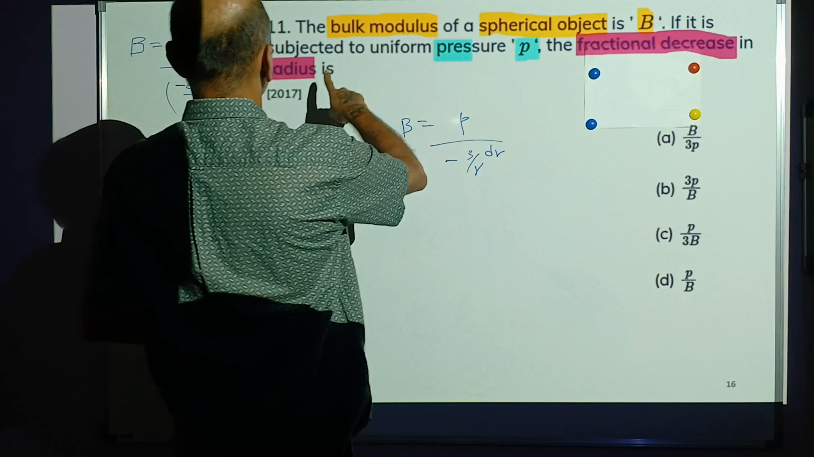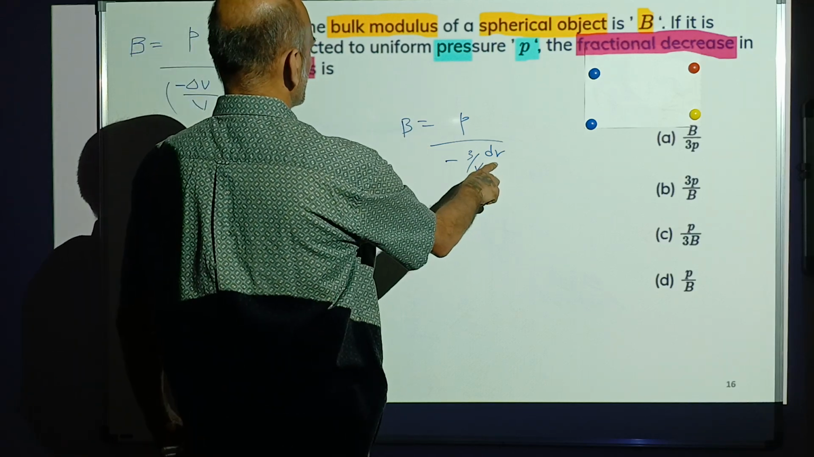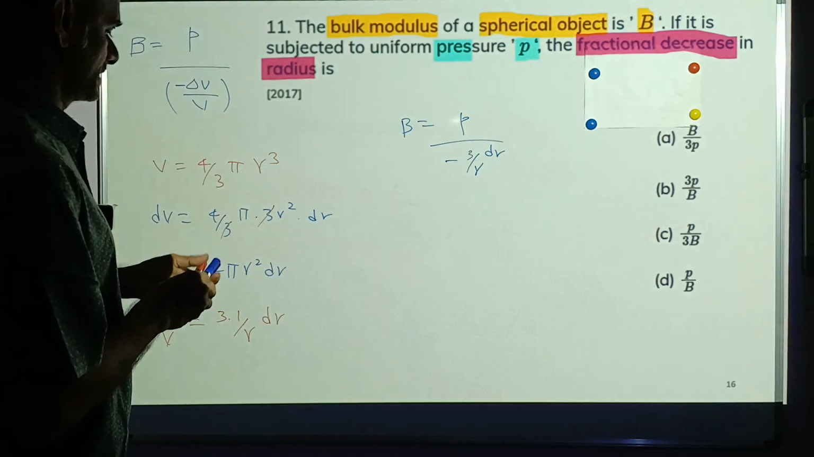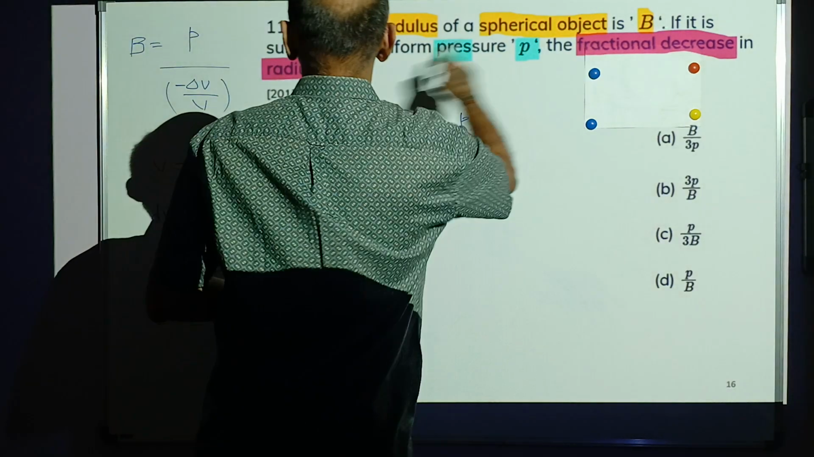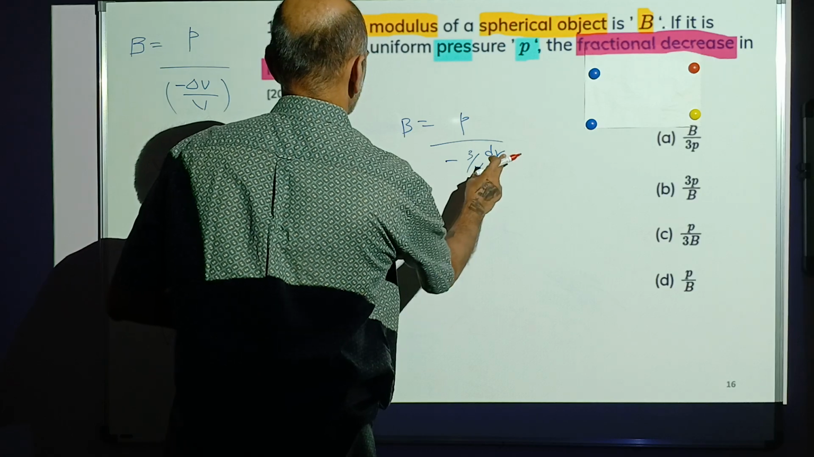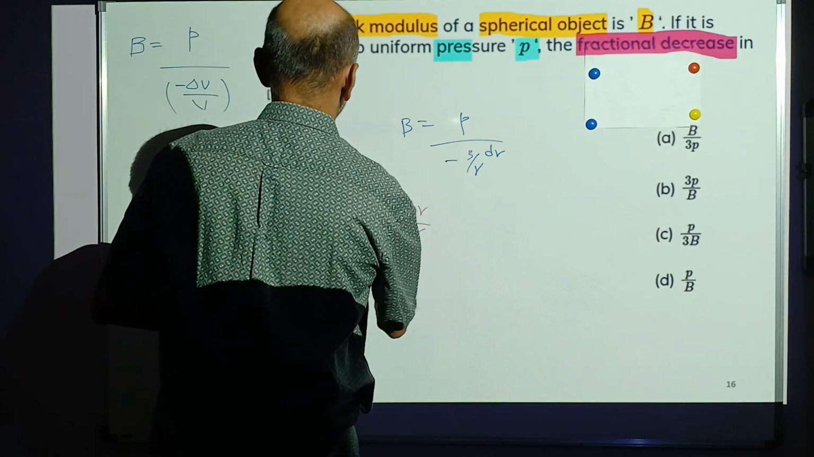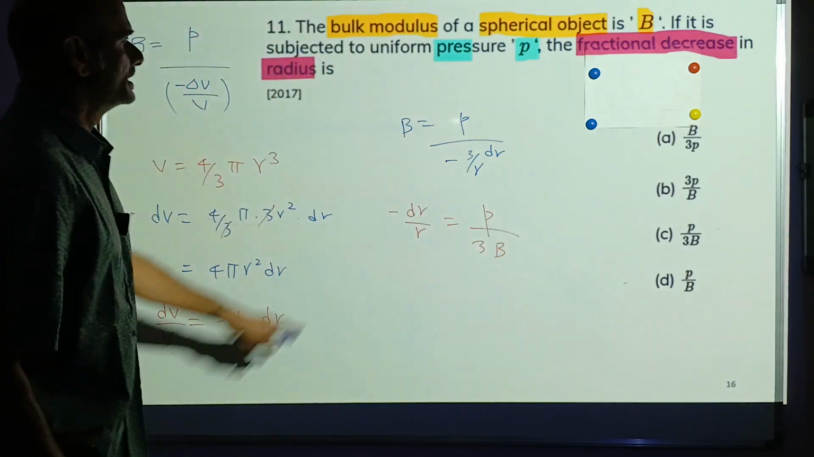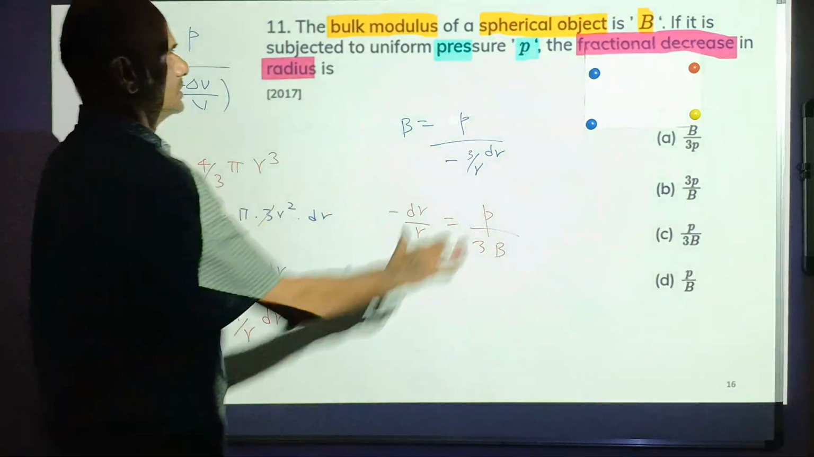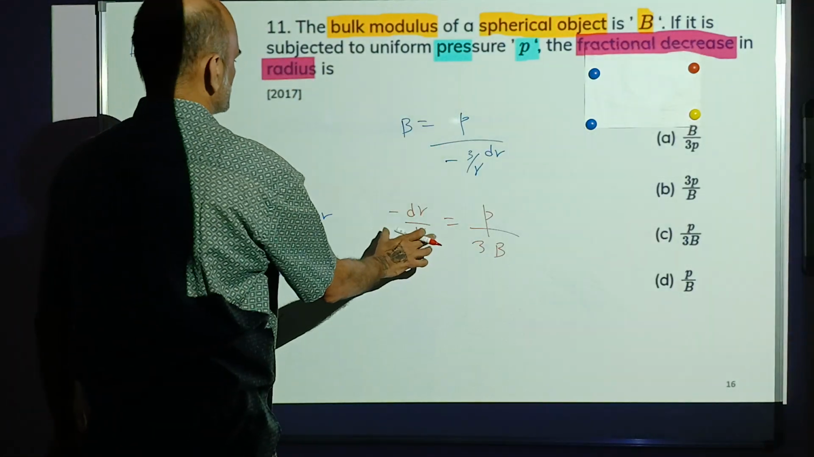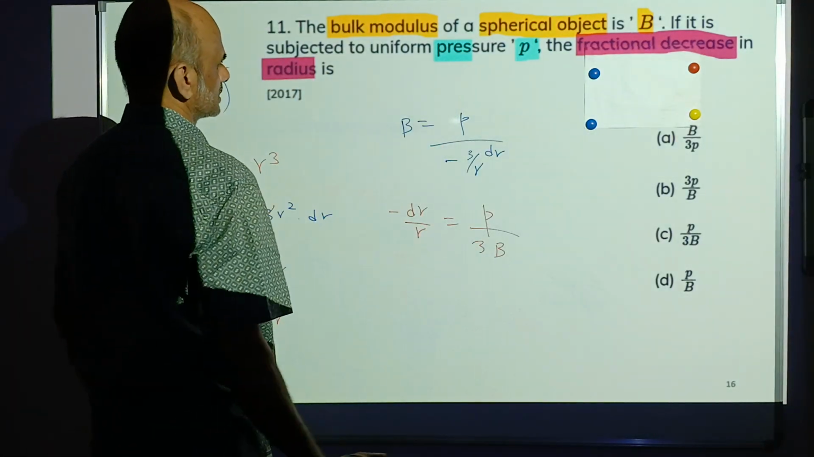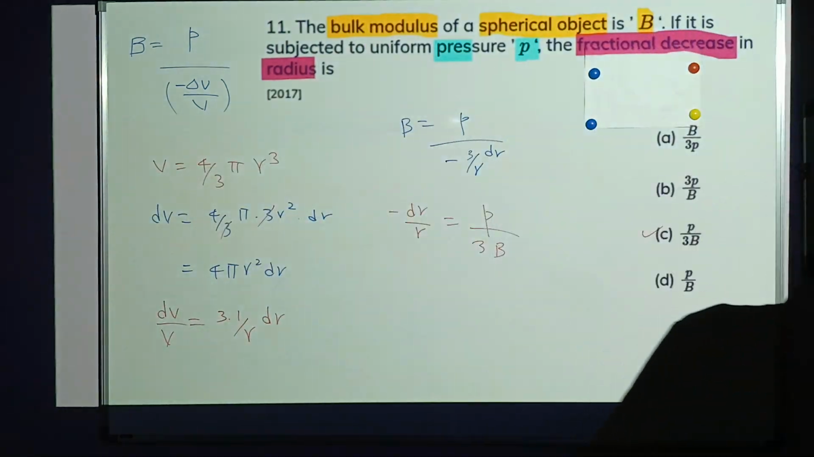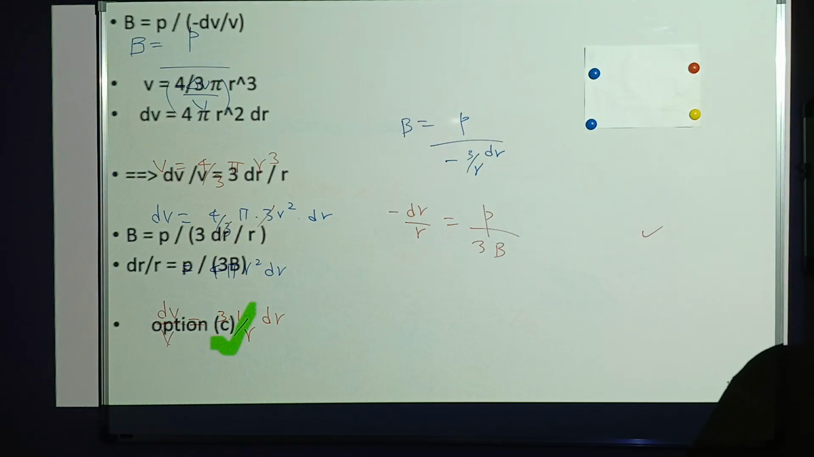When it's getting compressed, dr will be negative. So this will cancel this negative and make this thing positive. So this minus sign is correct. So for the fractional decrease in the radius, that is dr by r, we can take it here with the minus sign. It will become P by 3B. dr is negative, so this minus dr is a positive quantity. So this fractional decrease in radius is a positive quantity. So this minus sign should be attached to this dr. So the answer is C, the correct answer.